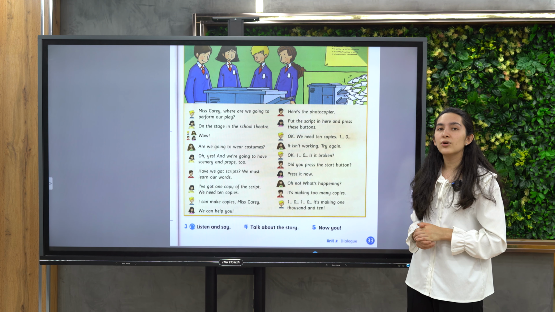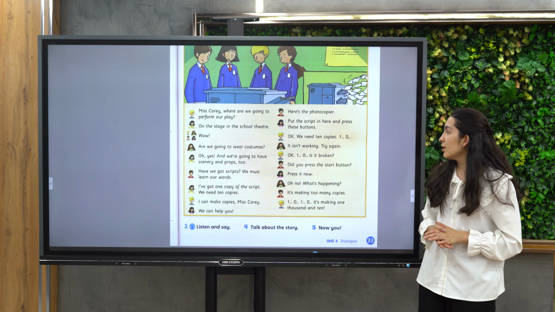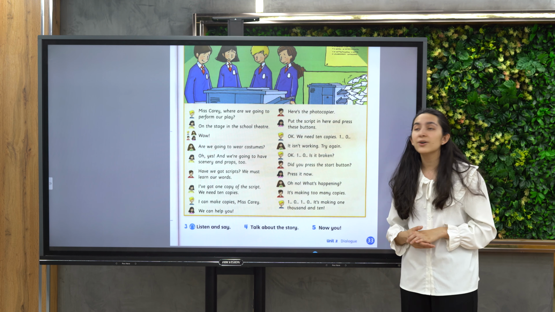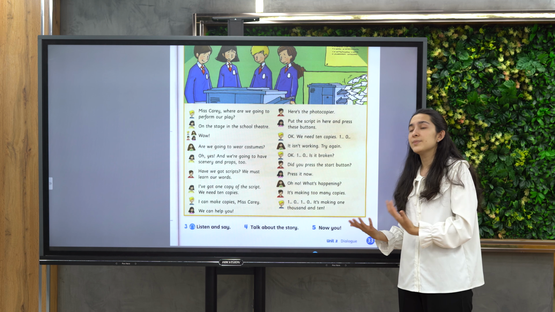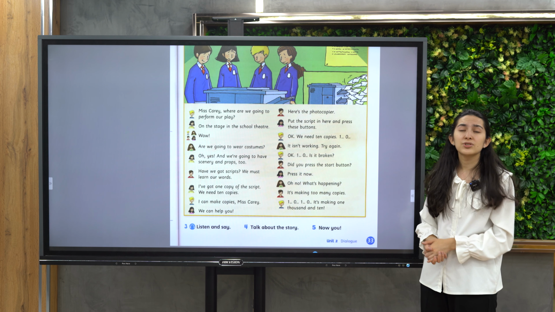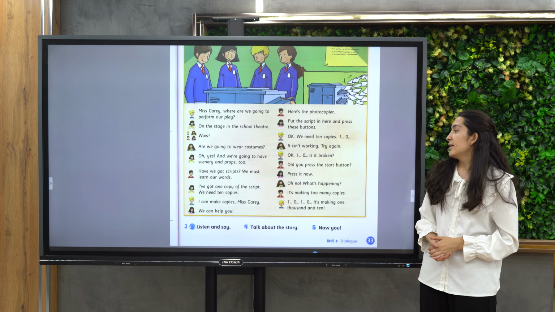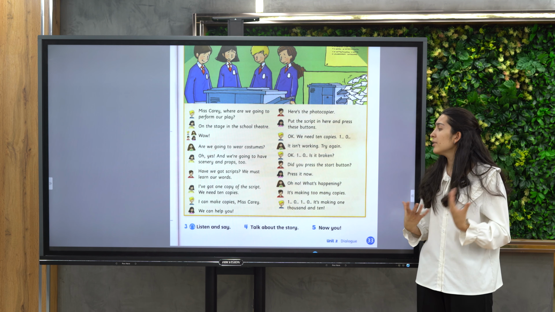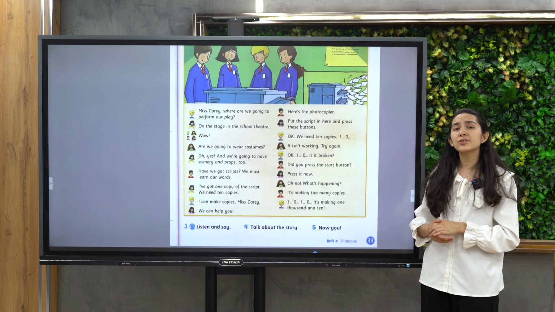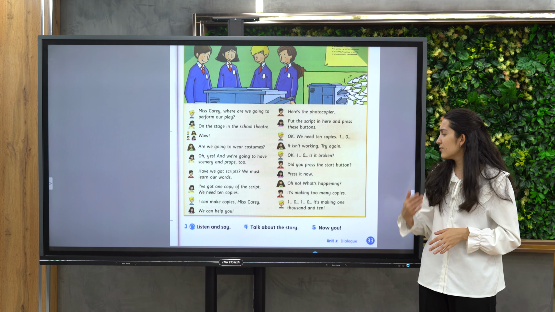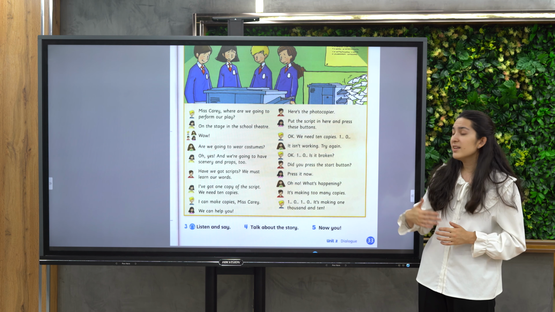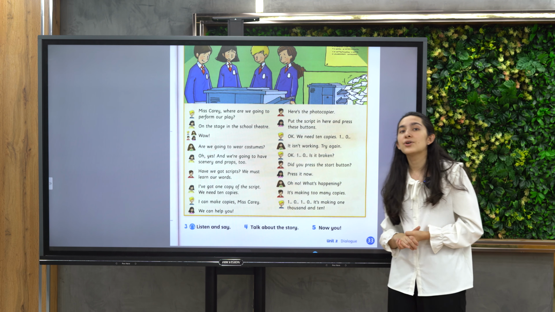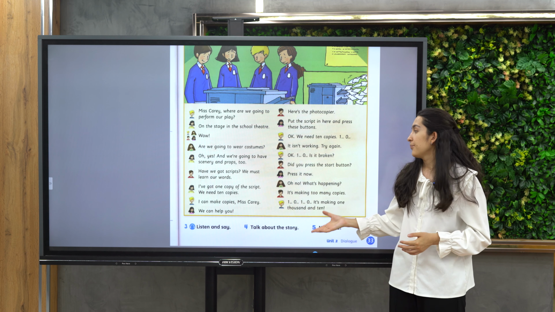So put the script in here and press these buttons. Okay, we need 10 copies. 1, 0. It isn't working. Try again. Okay, 1, 0. Is it broken? Did you press the start button? Press it now. Oh no, what's happening? It's making too many copies. 110, 110. It's making 1010 copies. So he made a mistake.